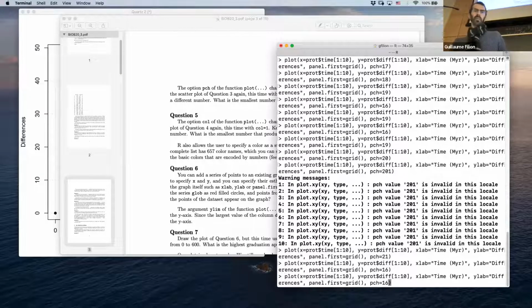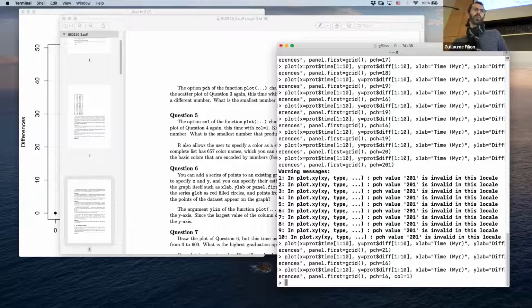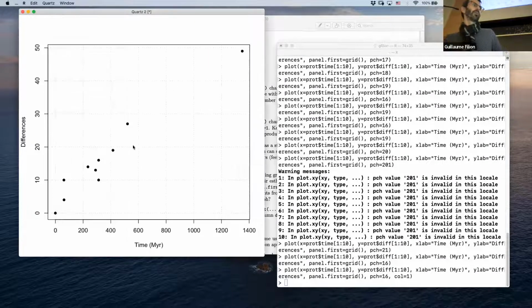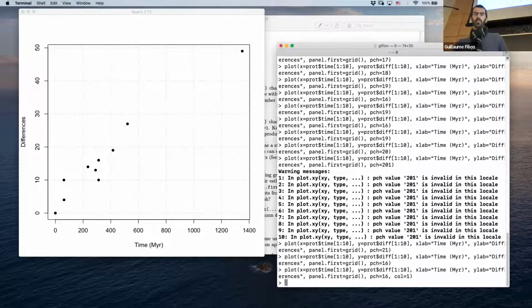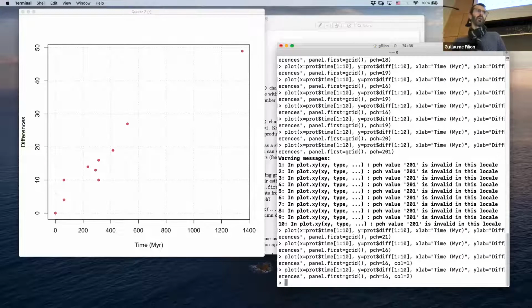Okay, so we've played here with the shape of the symbols. We've seen that this is the option PCH, sure. And col, this one I understand means color. Okay, and it says try col equals 1. Okay, and what has changed? Nothing. col equals 1 is black. That's the default. Now the question is keep trying until you hit gray. Okay, so that's red. Is anyone colorblind in the audience, by the way? Like I remind you that it's actually quite common.